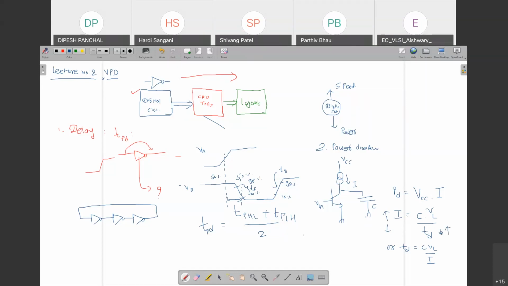Very important FOM, which is called figure of merit. Can you multiply power into delay? Both equations, what will you get? Just quickly. Multiply C, this square. I is cancelled. So VCC, how much time do you require? Everything is available on the screen.